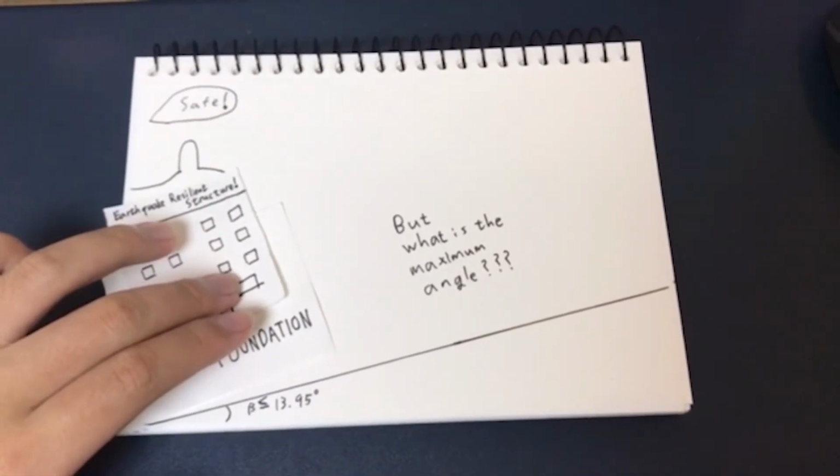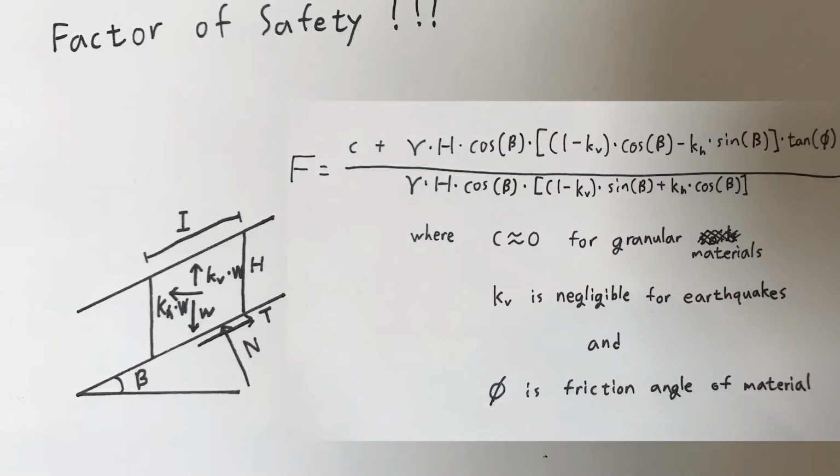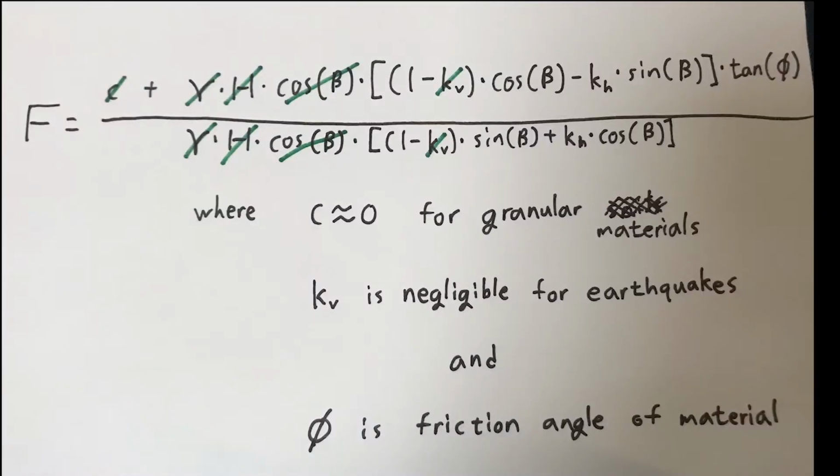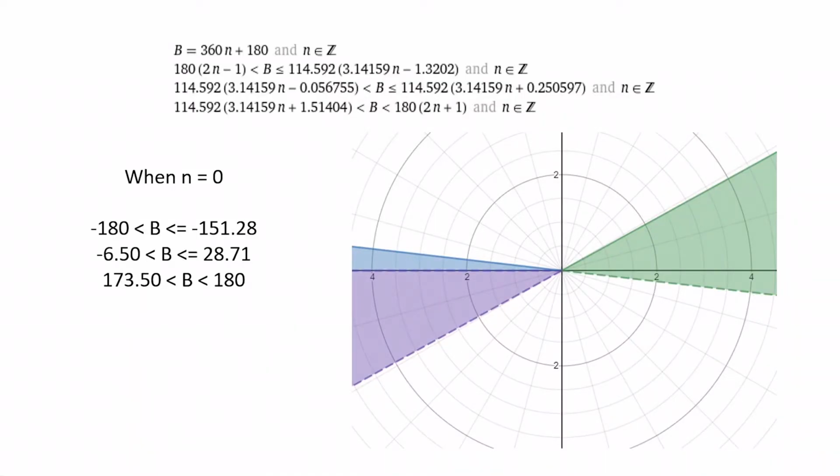But what is the maximum angle it can have for it to be safe? For this, we need factor of safety. Factor of safety for slopes under dynamic loading can be derived by using the formula shown in seismic slope stability in granular soils. Now, as a slope is stable when the factor of safety is greater or equal to 1, we solve this equality equation for beta, which can be rewritten for when n is equal to 0.